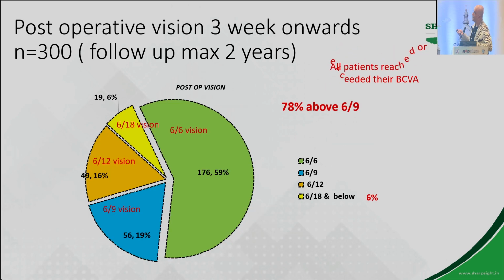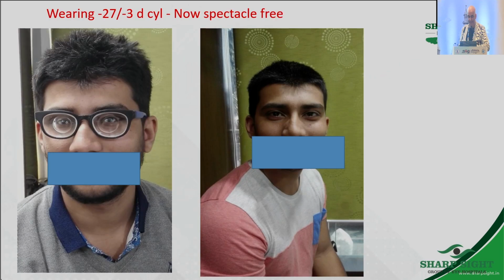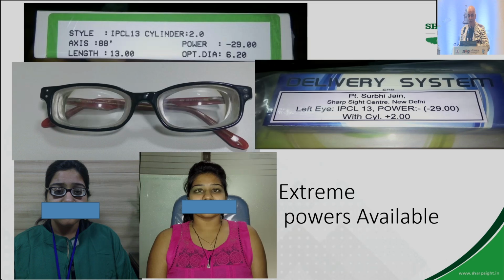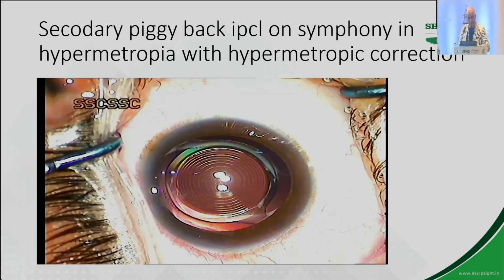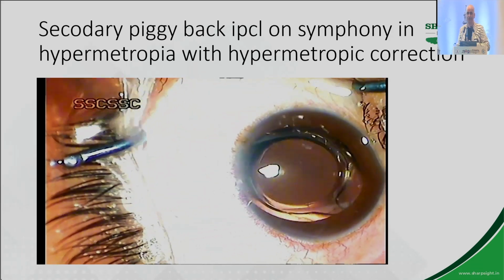Most of these patients, despite being superbly high myopic, are doing great. They're all 6/9 and above. Now these are some of the patients, minus 27, this is minus 29, this is minus 34. Now this is the range of corrections you can do for these patients. You can get these lenses customized. Now I'm just showing some quick videos.